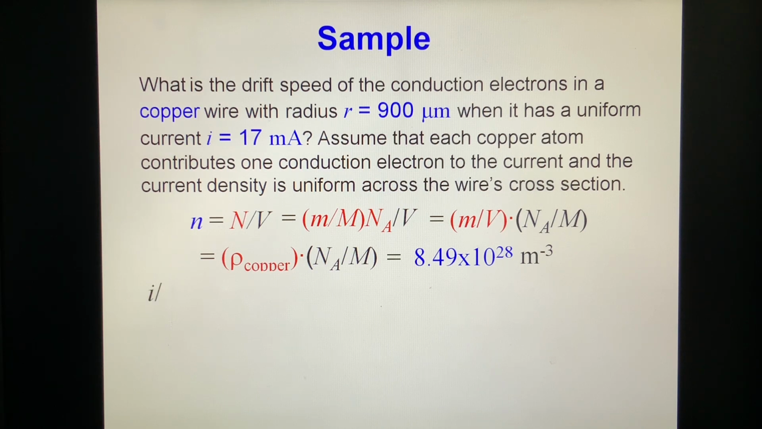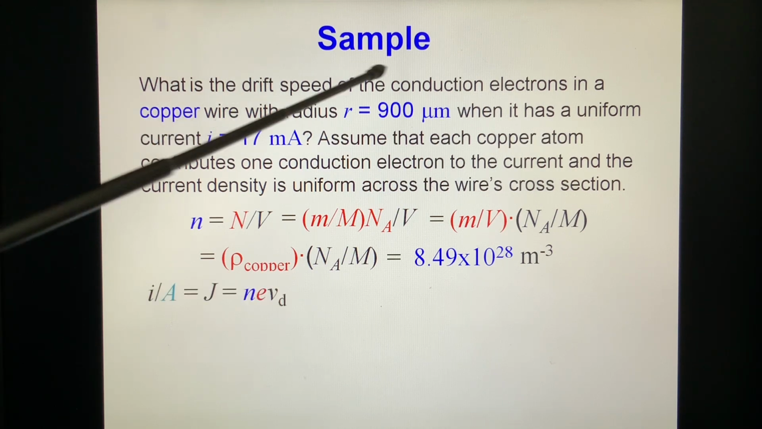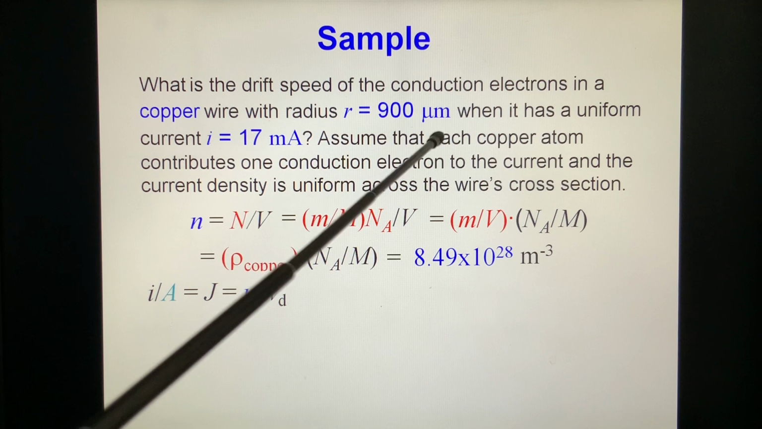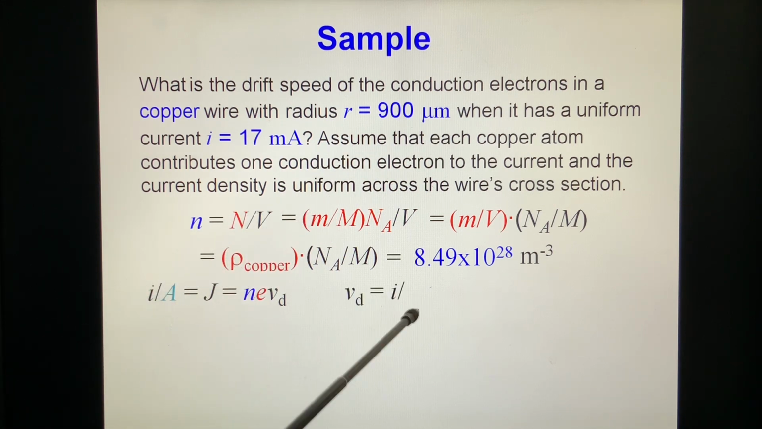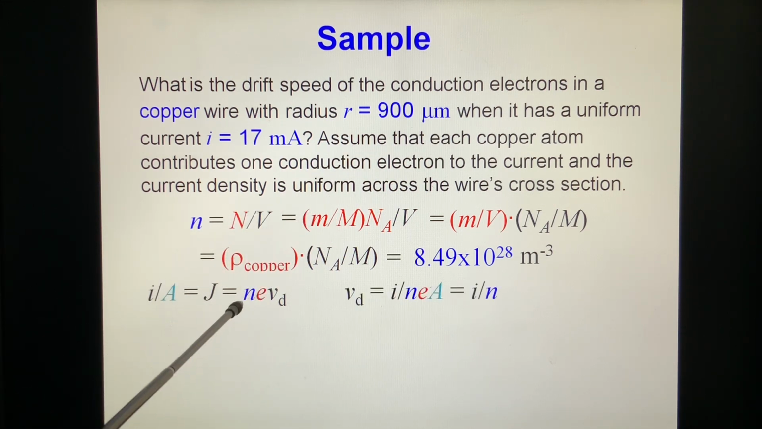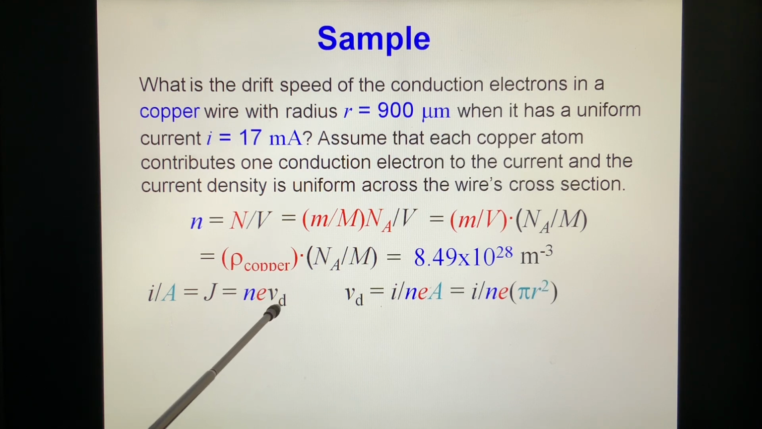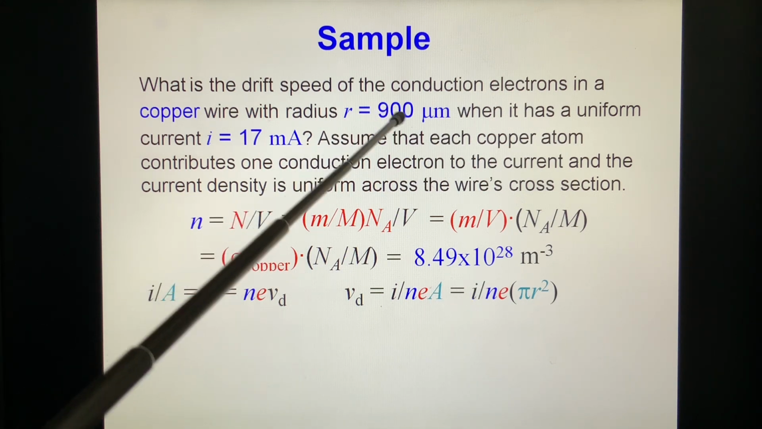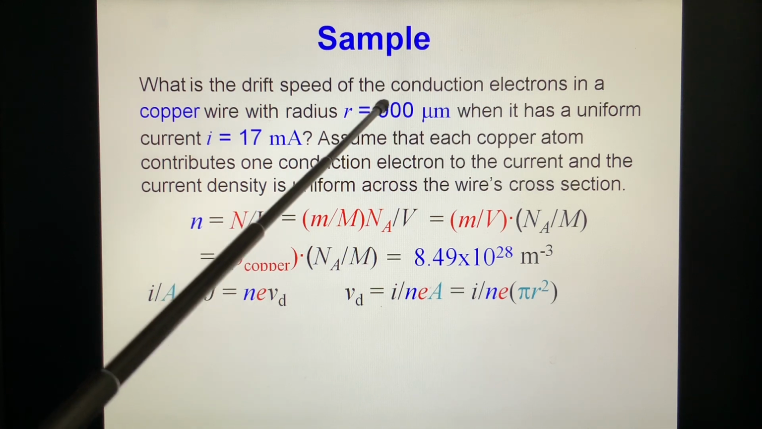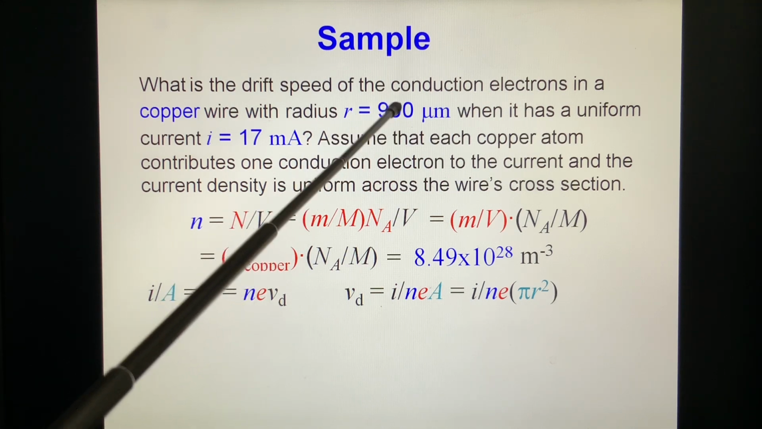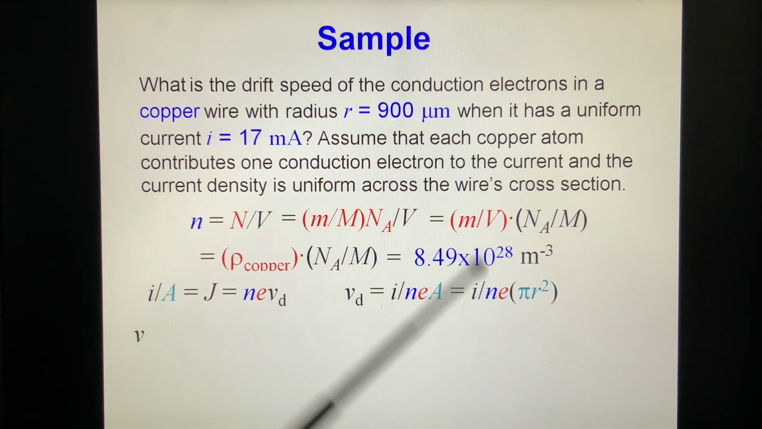We know J. J equals I over A, where A is the area. J equals n e v. So we find v drift equals I over n e A. This A is the area, pi r squared. We have R, and we have to put R in meters as the unit. Okay, so we put the numbers inside.